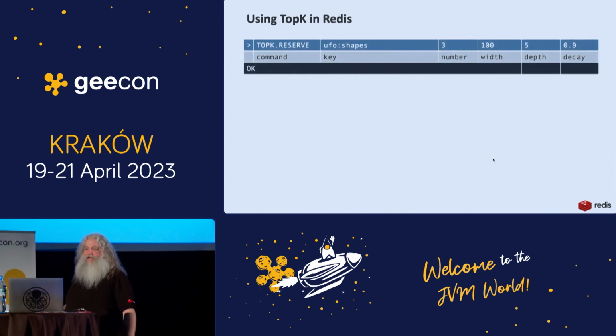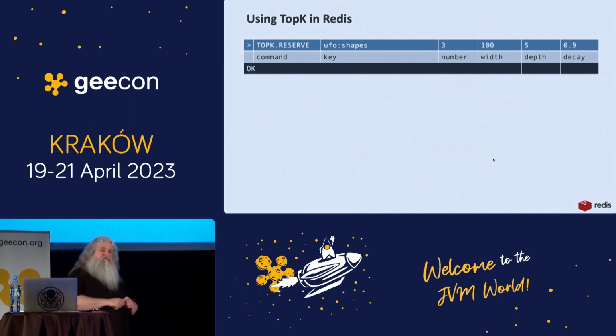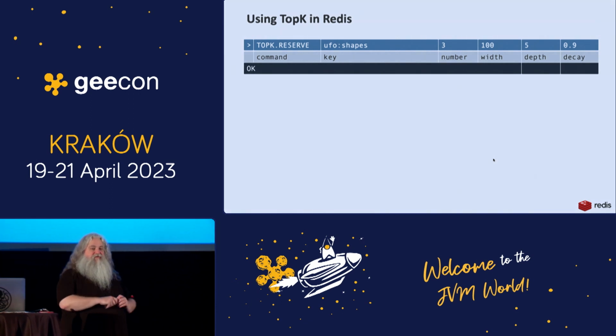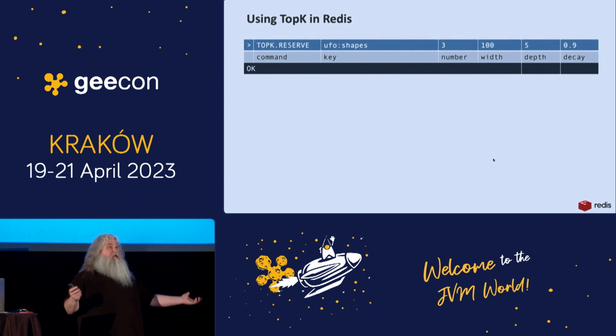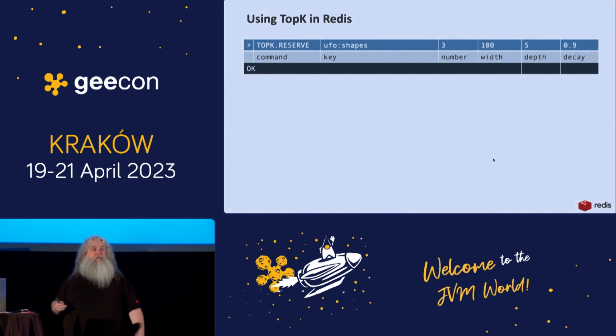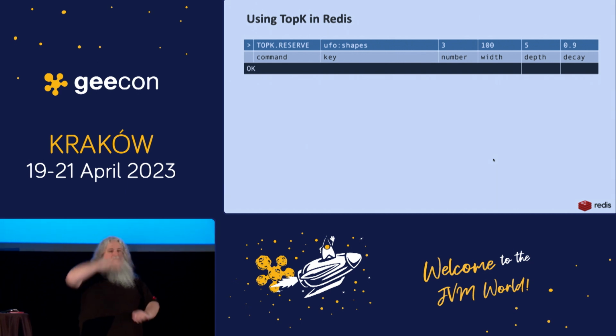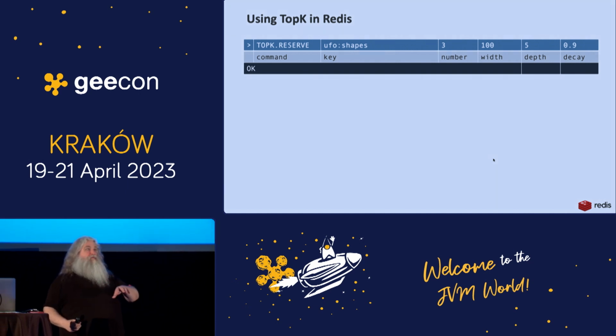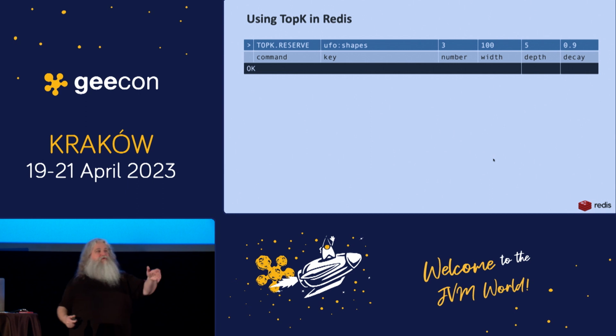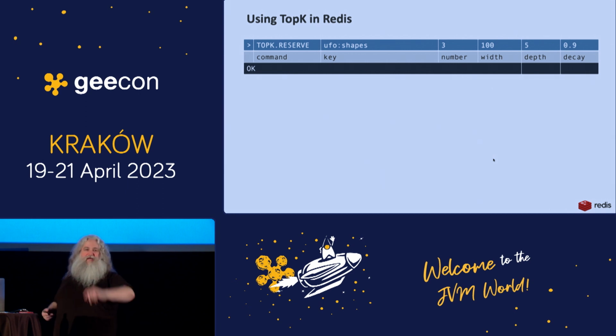Redis, of course, has a top K structure. You call topk.reserve, give it a key name, give it the number of items you want to rank. You give it a width of how wide those arrays are. You give it a depth of how many hashes you want. And you give it a decay probability, which is the reciprocal of the number that I showed you earlier. So this is 0.9 here.